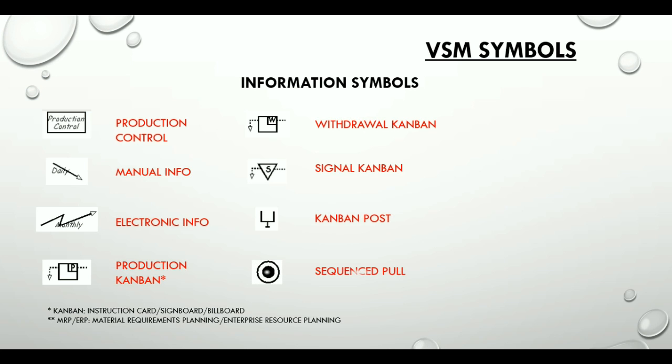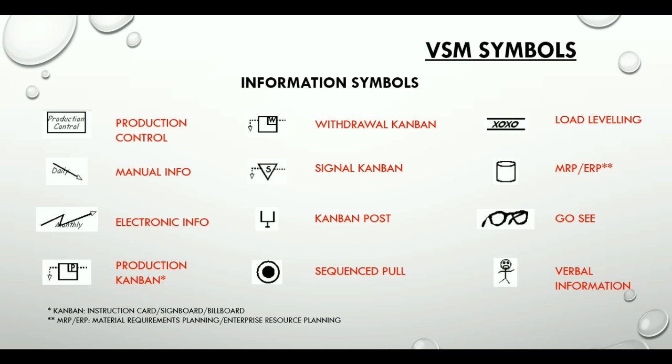Then we have the sequenced pull icon. It represents a pull system that gives instruction to sub-assembly processes. Then we have the load leveling icon, a tool to batch Kanbans in order to level the production volume and mix over a period of time. Then we have the MRP or the ERP icon, which we use to schedule using MRP or ERP or other centralized systems. We have the Go See icon for gathering of information through visual means. Then we have the verbal information icon, which represents verbal or personal information flow.